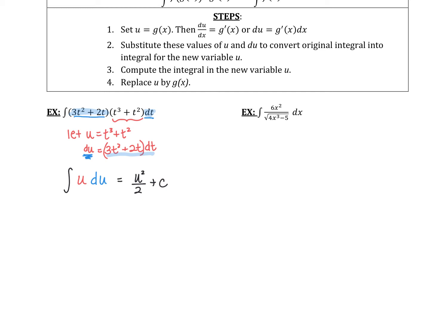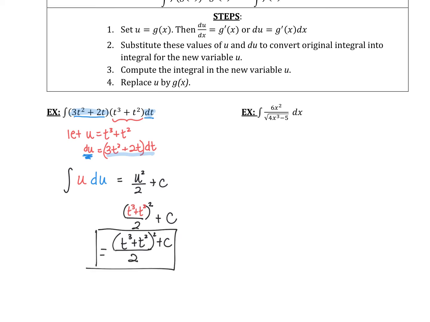And now what I'm going to do is go back to this integral, and in place of the u, I'm going to put back in what I let u be, which was t cubed plus t squared. So I've got t cubed plus t squared, all squared, over 2 plus c. And this, let me just rewrite a little bit prettier, is the antiderivative.